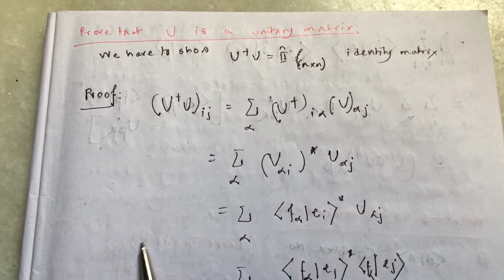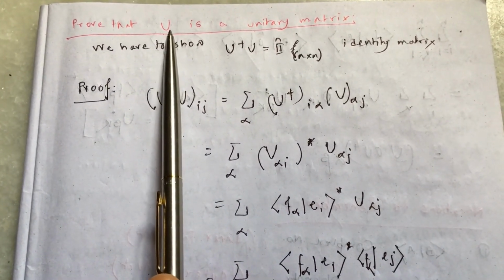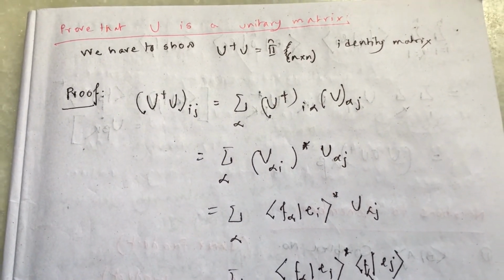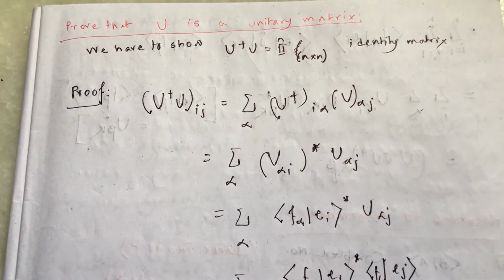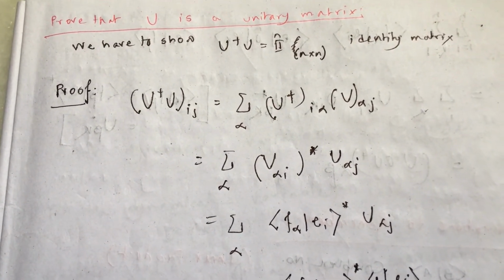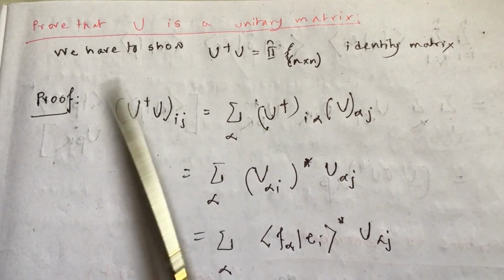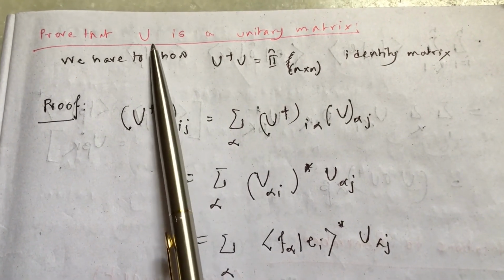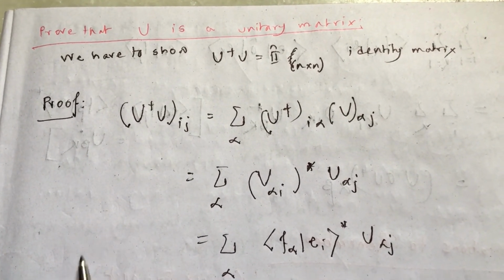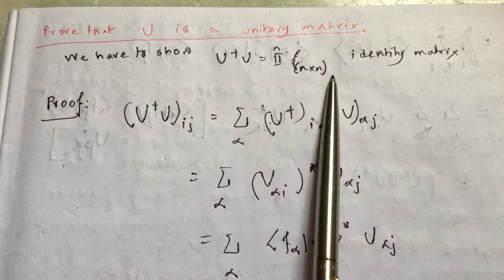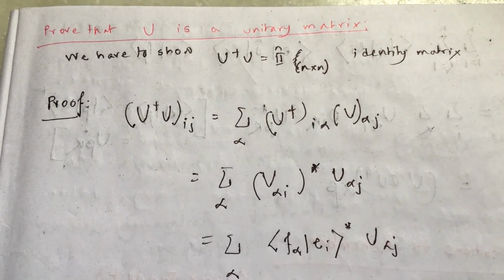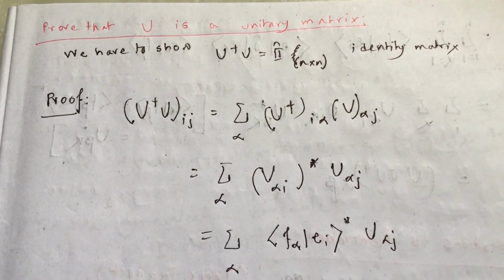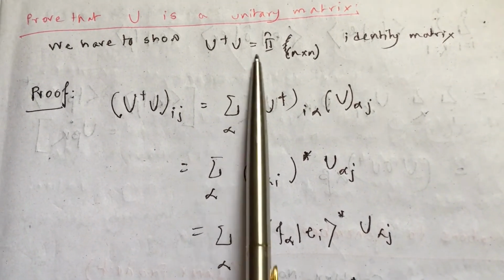Let's discuss the nature of the matrix U, which helps us to transform from one basis to the other, say from E basis to F. We need to prove that U dagger U equals the identity matrix if U is a unitary matrix. This identity matrix obviously contains n squared components, so it is also an n by n matrix, because U is an n by n matrix and U dagger is obviously another n by n matrix. So this is the condition of a unitary matrix.